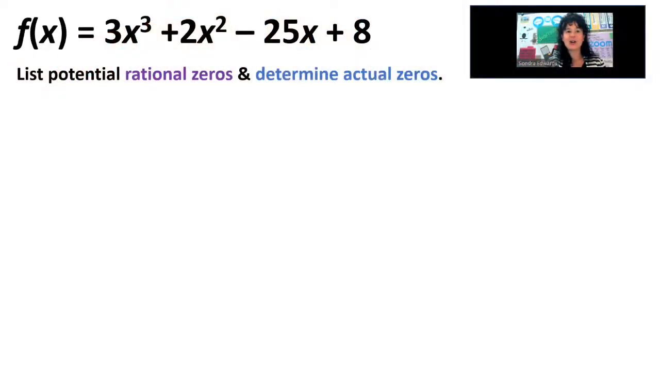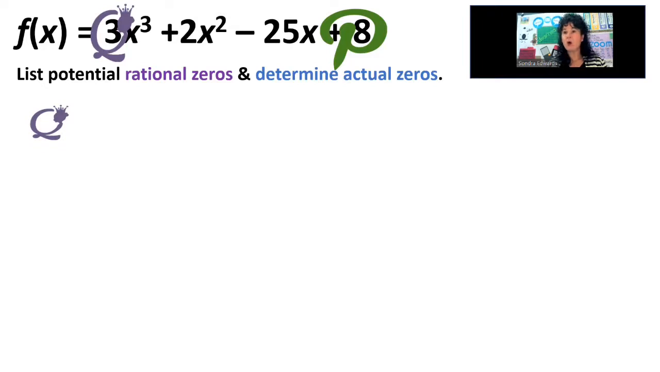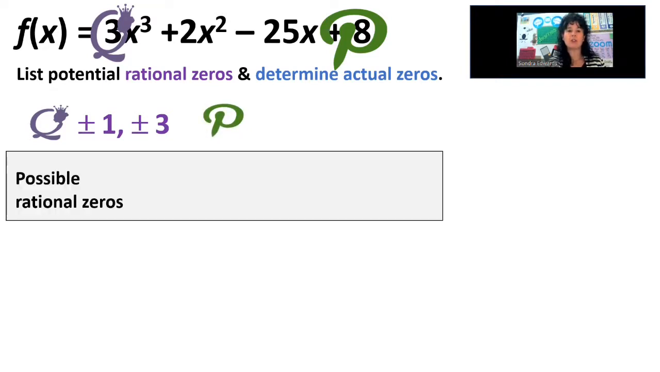All right, so here we go. Let's list those potential rational zeros. Queenie comes first, peasants at the end. So the Q, all the factors of 3. 1 times 3 is 3, so we just have 1 and 3. And then all the factors of 8: 1 times 8 is 8, 2 times 4 is 8, so we have plus or minus 1, 2, 4, and 8.